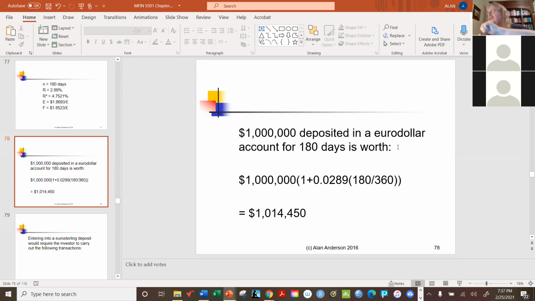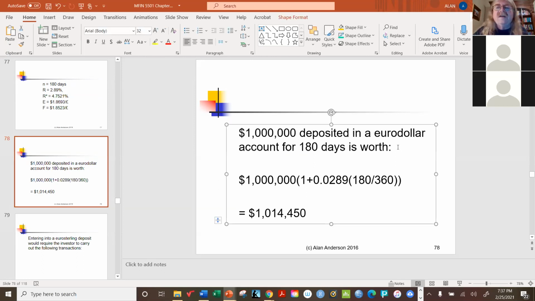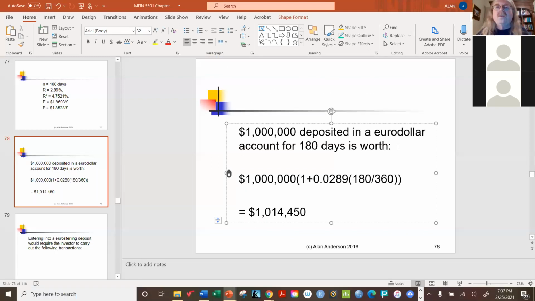So what you've effectively done here is taken this 2.89% annual rate and cut it in half. Okay, 180 over 360 is clearly a half. And so when you multiply that out, you'll get 1.145%. And this is the final result.